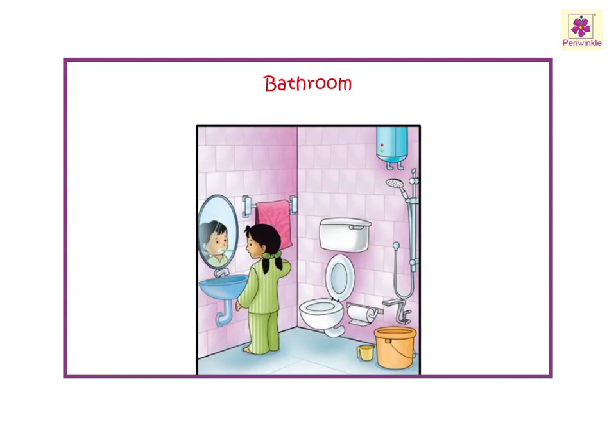This is a bathroom. The following things are found in a bathroom: wash basin, mirror, napkin holder, napkin, toilet roll, geyser, bucket, mug, shower, commode.